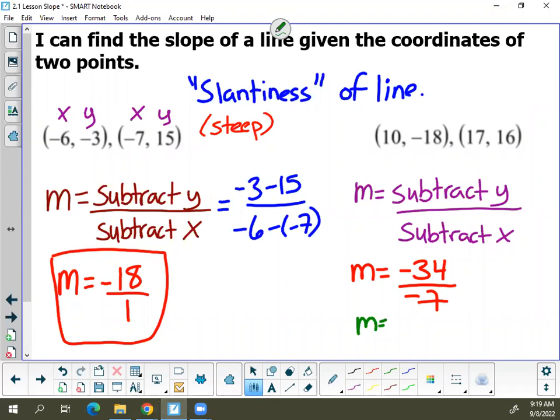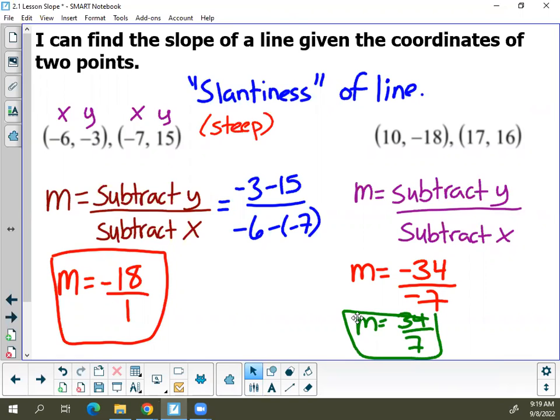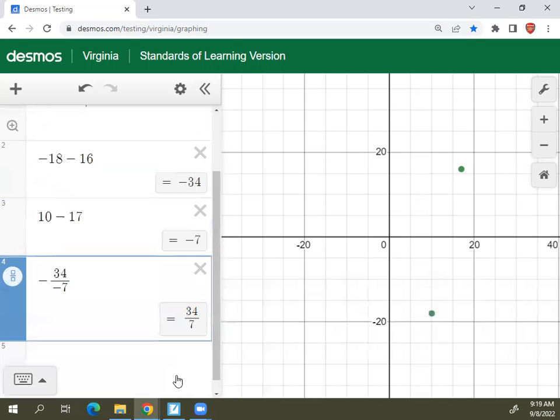Again, using this tool, Desmos is a tool, helps us make sure that we get a correct answer. And so if I go back, I can look and you can see the lines there. That's going to be a pretty steep line there between those 2 points in green. 34 over 7 shows this pretty steep slope.